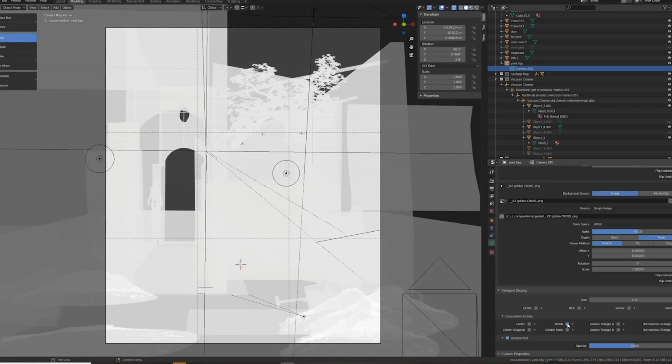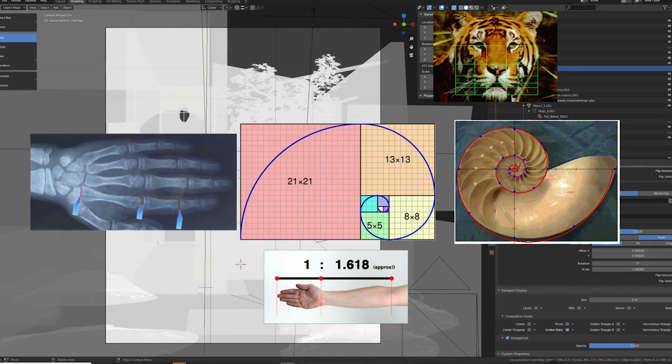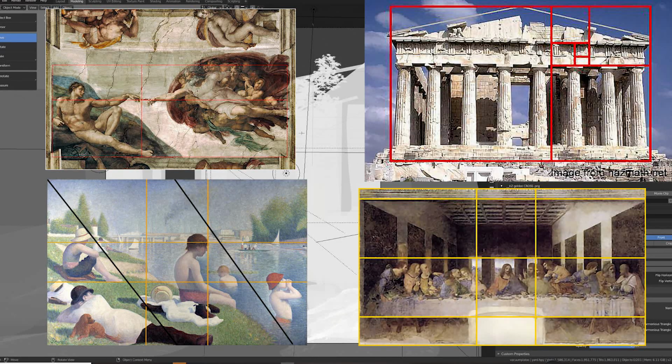Well, interesting. And the golden ratio. So what that basically does, it divides the format here, the rectangle, into the divine proportions, as they're called, or the golden mean, or the golden ratio, which is found all over nature, and has been a compositional guide for artists for centuries.